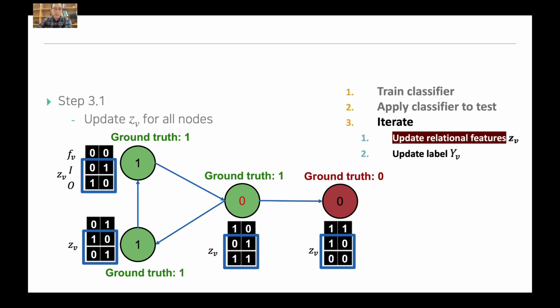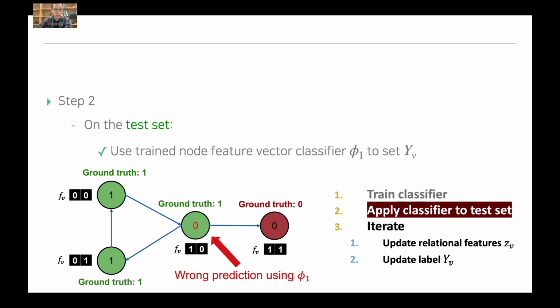So before we move on to the use case of how to use the function Pi2, at this step 3.1, we update the summary vector ZV for all nodes from the assigned labels. In this case, from the trained classifier Pi1, we assign temporary labels for the test nodes, right?